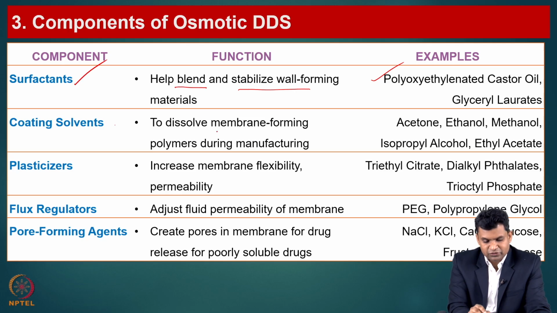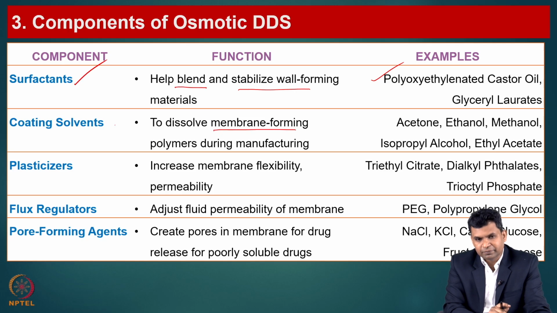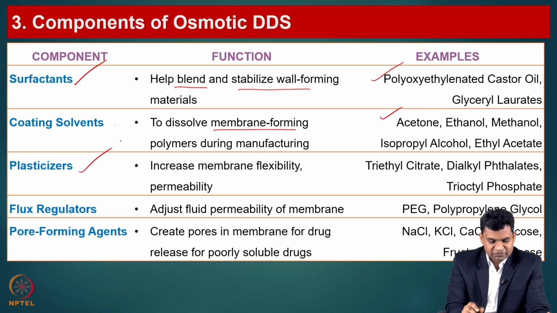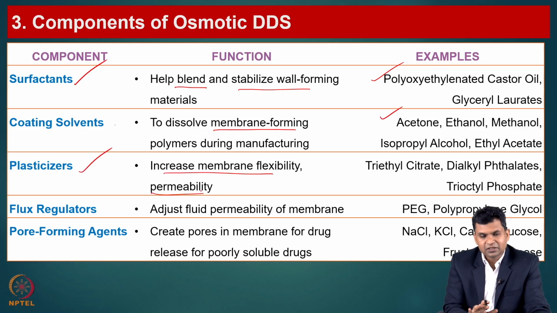Coating agents we can use to dissolve the membrane forming polymers. When you want to prepare semi permeable membranes, we need to disperse or dissolve them in various solvents, so coating or solubility solvents can be used. Plasticizers will improve the flexibility and the permeability of the entire system. Examples are triethyl citrate, dialkyl phthalates, and triacetyl phosphate, which can be used as plasticizers. They will maintain the plasticity of the entire system.